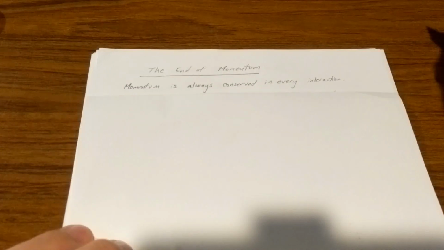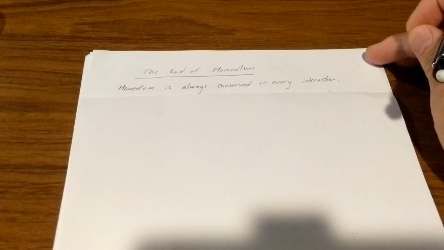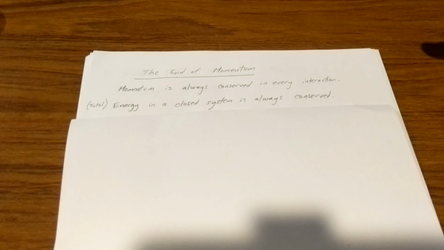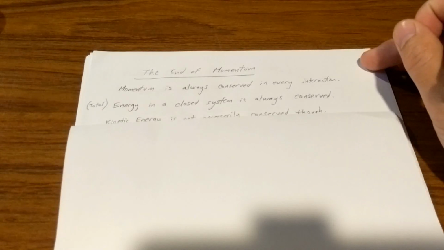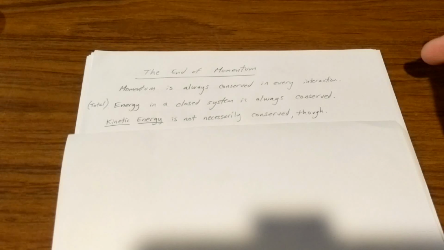This is a fact of physics. This is a universal law. Momentum is always conserved in every interaction that takes place between multiple objects. This is another universal law in physics and in the universe, that the total energy in a closed system is always conserved. But the kinetic energy in the system is not necessarily conserved.